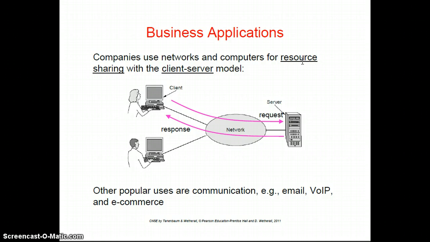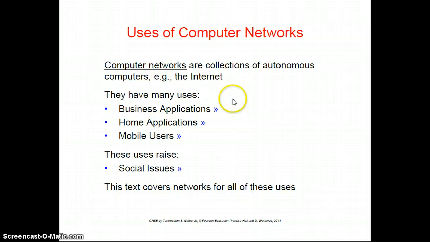You have to understand that when we talk about the network as resource sharing, it means data sharing and program sharing. It means sharing of data between companies, sharing of data between users, and sharing of programs between different end users. This is one of the uses of the computer network, what we call business application.